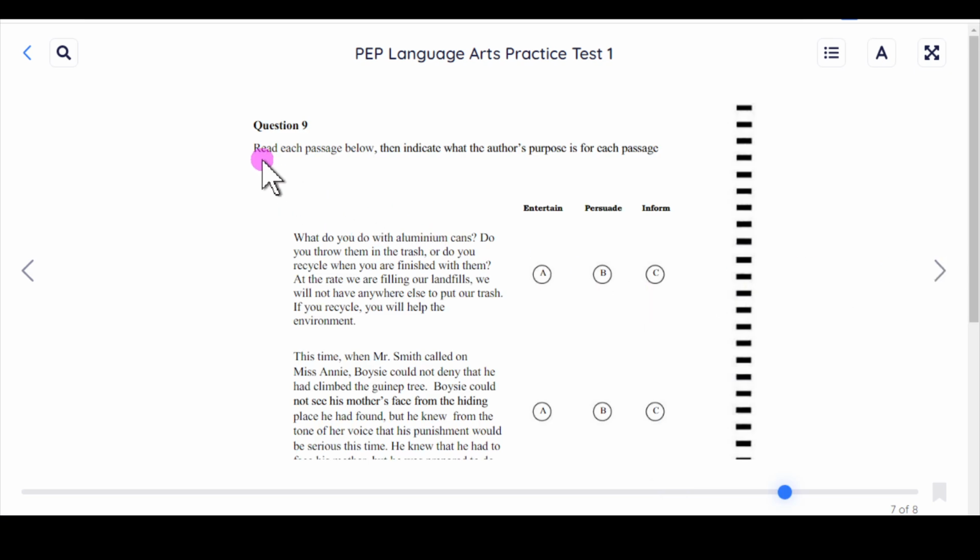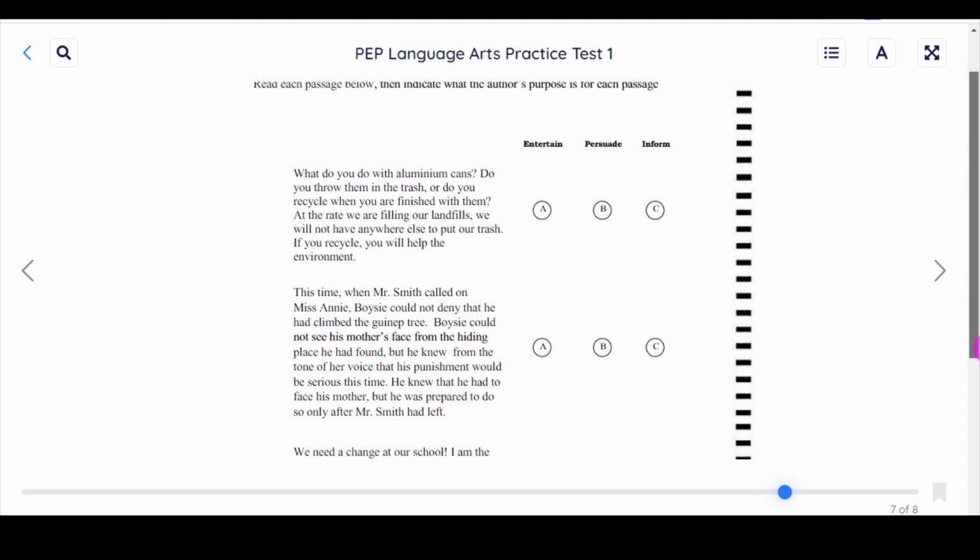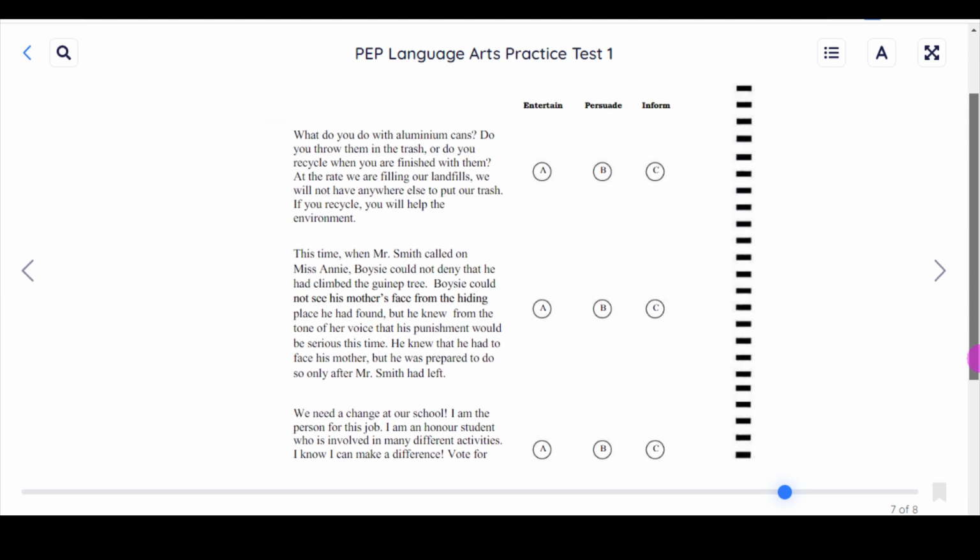Read each passage below, then indicate what the author's purpose is for each question. All right, so author's purpose. Why is the author writing? What is their aim? Okay, and we're seeing already here: entertain, persuade, inform. All right, so those are the options we are given.